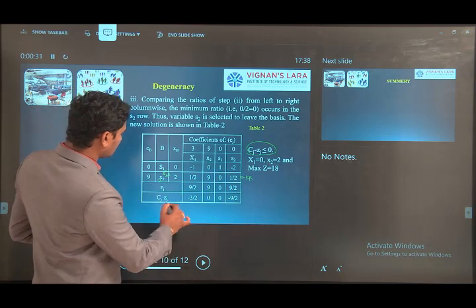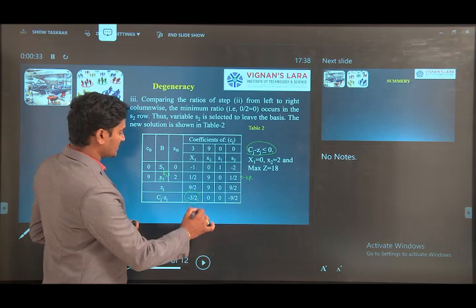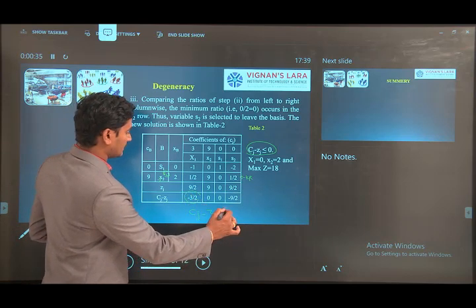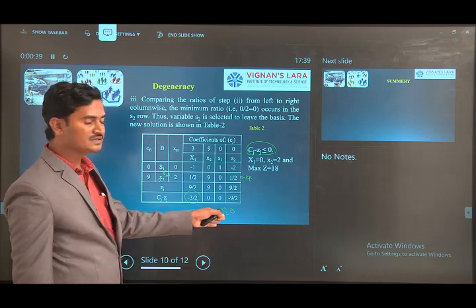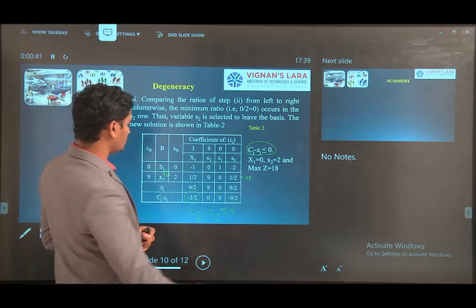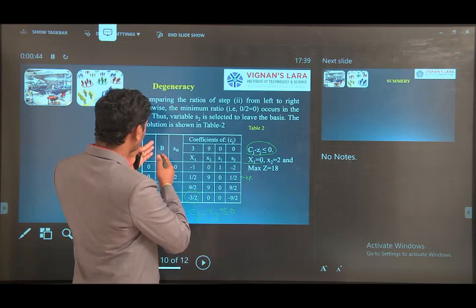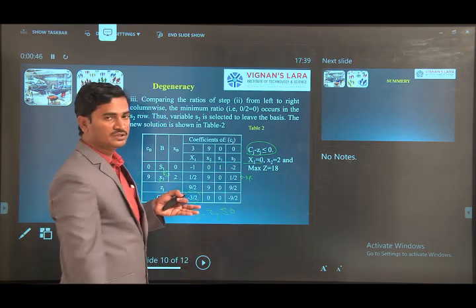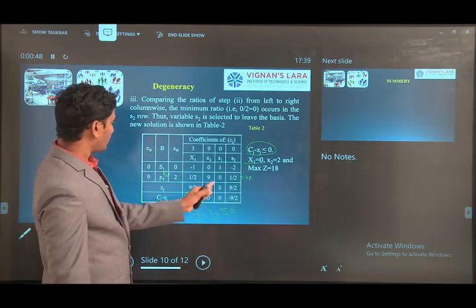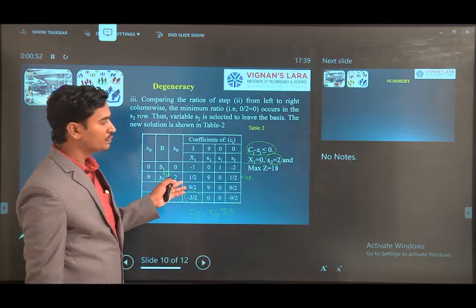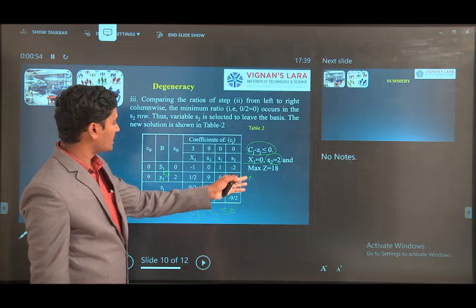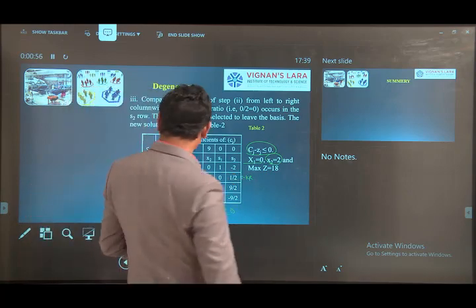From here Cj minus Zj is satisfied. Cj minus Zj is less than or equal to 0. Our problem is the maximization type. That's why we are taking Cj minus Zj less than or equal to 0. Here there is no x1 among the variables, that's why we take 0. And coming to x2, what is the x2 value? x2 is equal to 2. Here we get maximum z equal to 18.